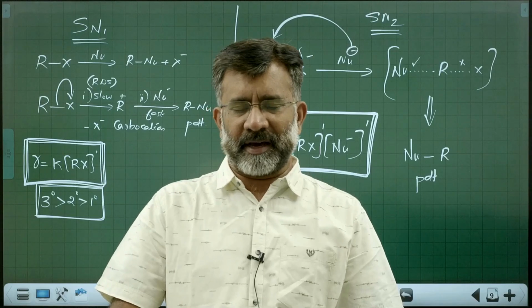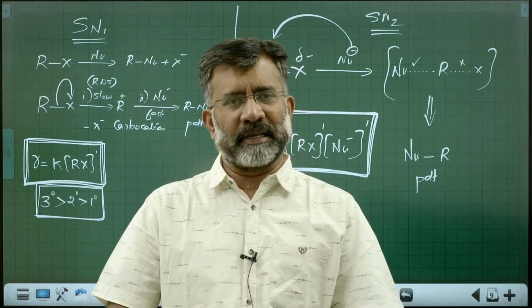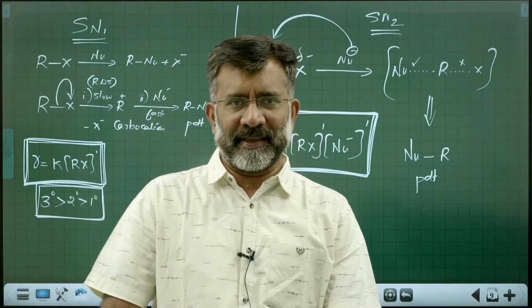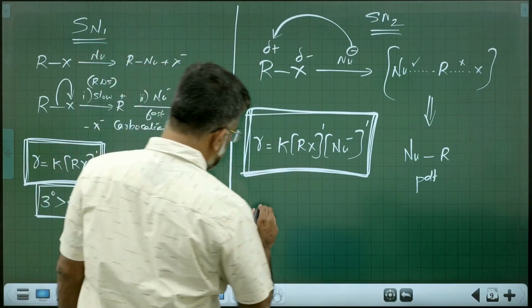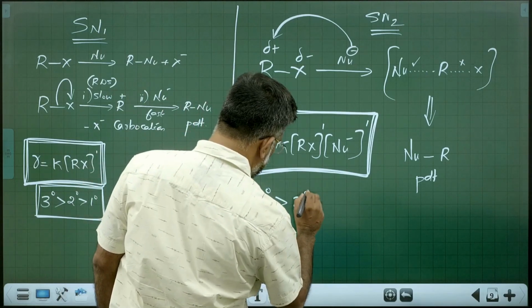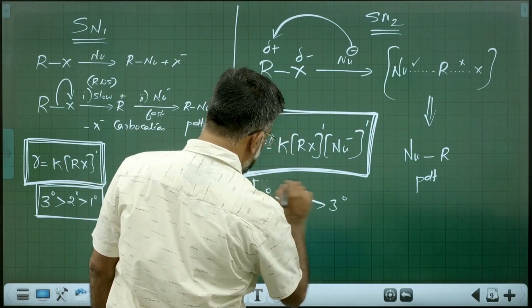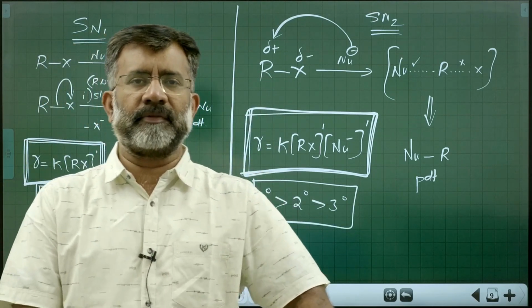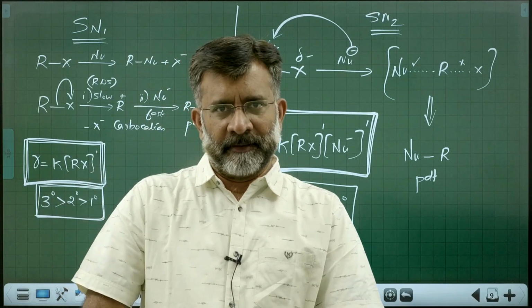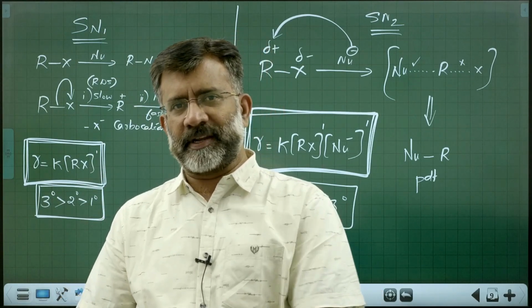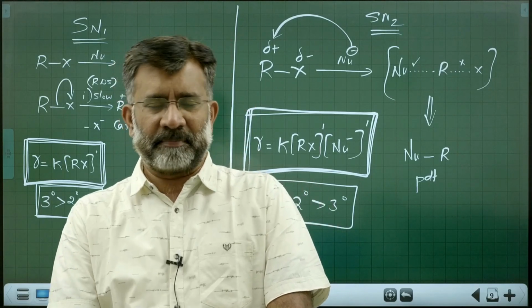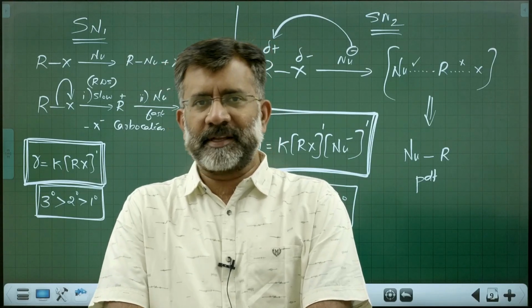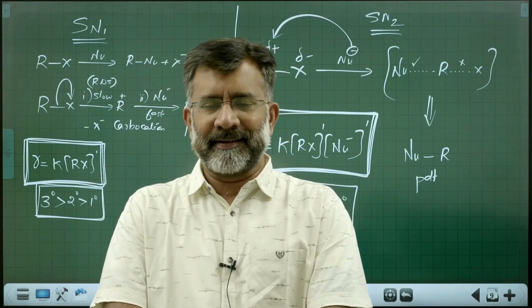SN1 mechanism is a carbocation mechanism. SN2 mechanism is a concerted covalent reaction. The order of reactivity will be just opposite: primary, secondary, tertiary. A primary halide dominates for SN2 mechanism. Tertiary dominates for SN1 mechanism. So a tertiary halide is highly inclined to give SN1 mechanism. A primary halide gives SN2 mechanism. Secondary may give SN1 or SN2 depending on other conditions.